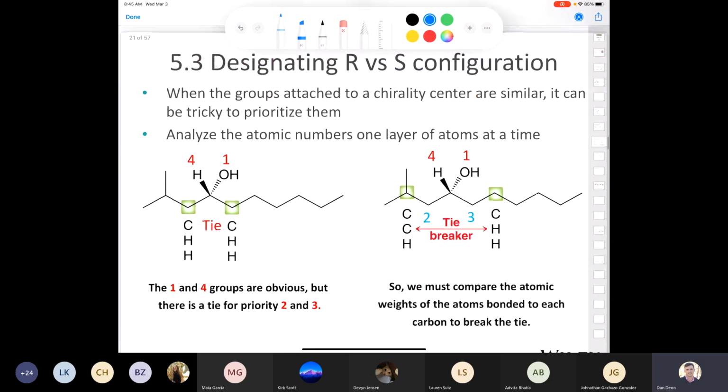Now, again, what if you have two carbons, like I showed you in that first example? It says when the groups attached to the chirality center are similar, it can be tricky, but there's a rule, and it involves making that laundry list that I showed you a few minutes ago.